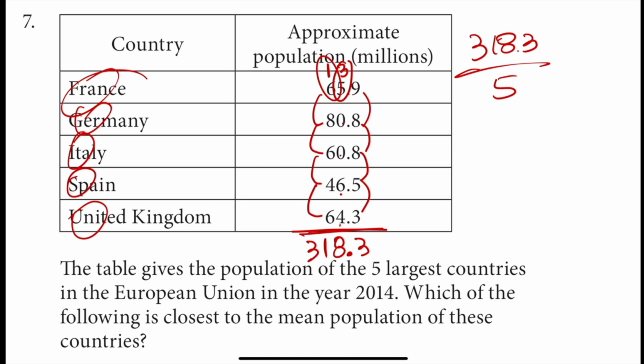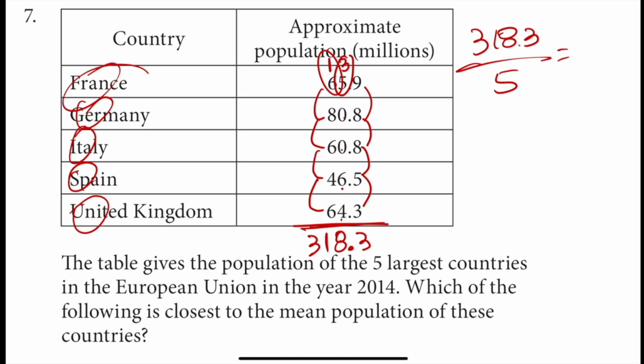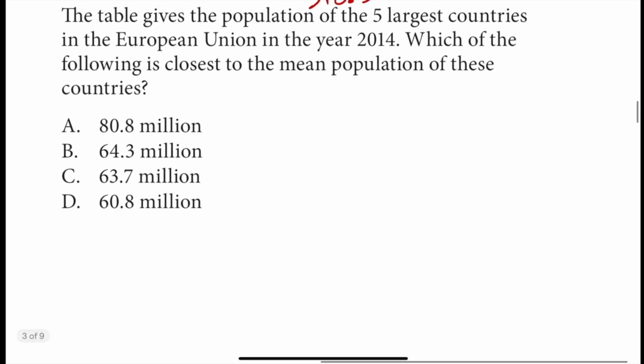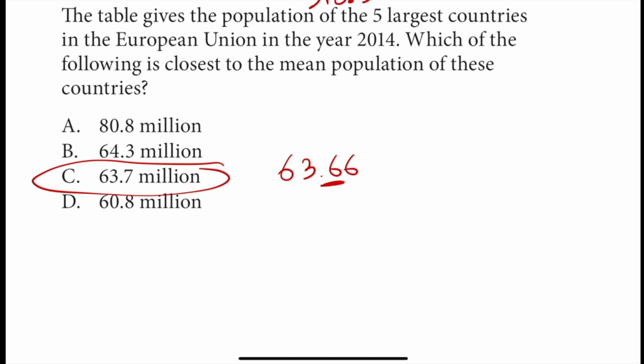Okay? I'm hoping that this is going to be with a calculator. Calculator, and the answer is 63.66. So that's my average. Let's check the answers. 63.66. If I need to round that to 1 decimal place, I check the next value. If this is 5 or higher, then this goes up 1. Therefore, that's why we have 63.7. All right? Excellent. Next one.